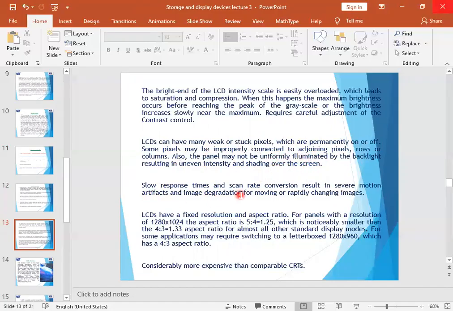Slow response times and scan rate conversion result in severe motion artifacts. Due to that, the image gets degraded. LCDs have fixed resolution and aspect ratio. For a panel with resolution 1280 by 1024, the aspect ratio is 5:4, that is 1.25. This is very small. And they are more expensive than CRTs.